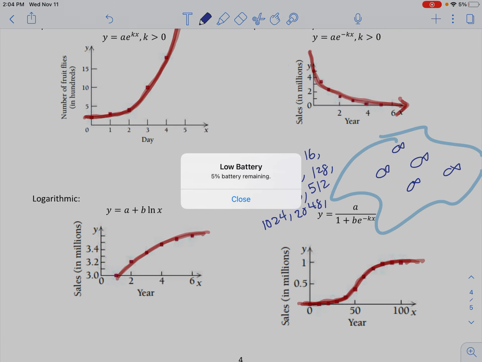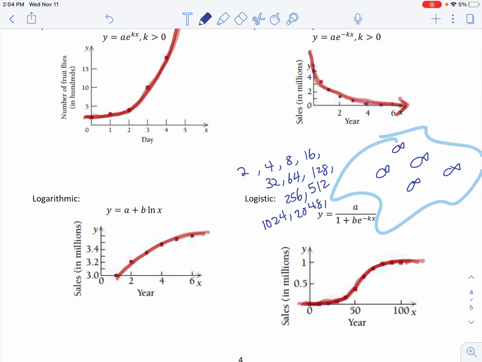But is that realistic in a fish population? Can I have 3 billion fish in the Potomac River? Not really, right? Oh my goodness, I only have 5% on my iPad. So, what we can talk about is this fun logistic function. Oh, I wish I had an example where it kind of sets us a limit, okay?